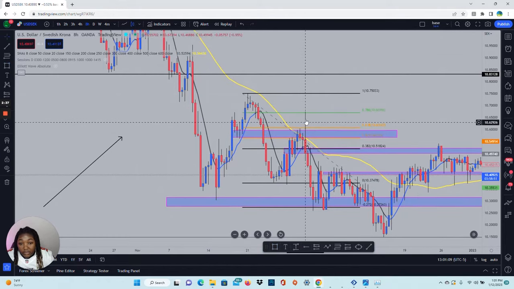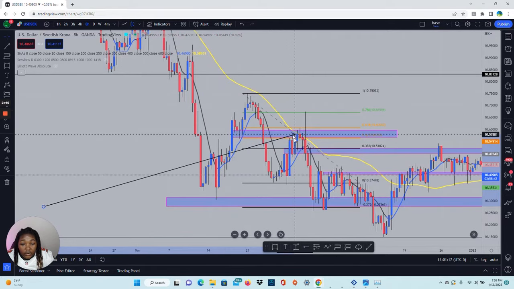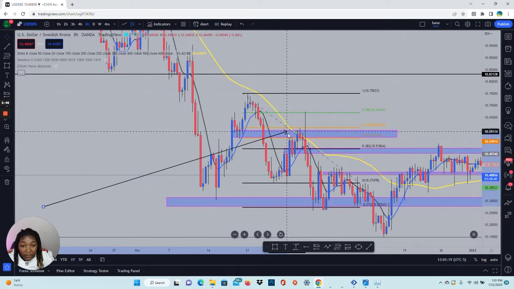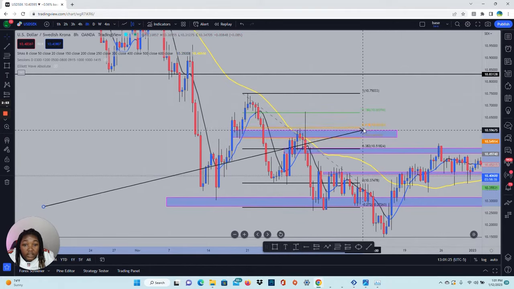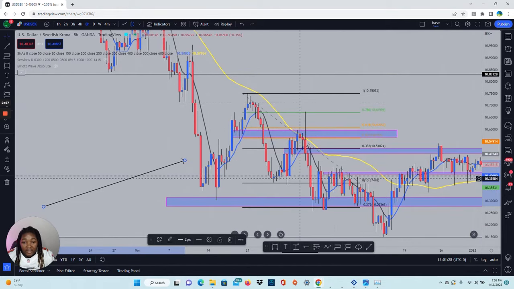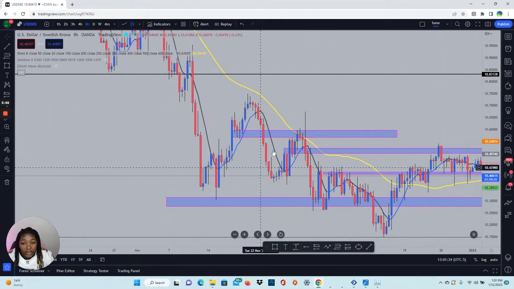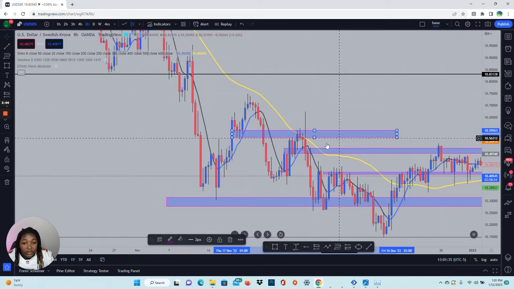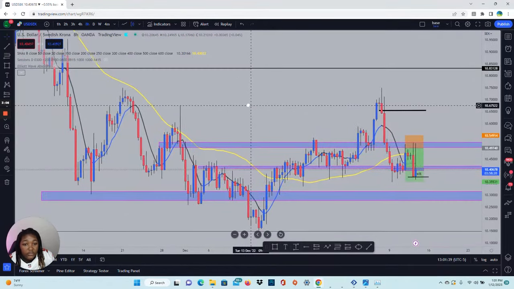Probably would have gotten wicked out because of the news that came in, as you can see. But look, retesting this zone right here. Retesting the 50 EMA. We're right between the 0.5 and the 0.618 fib levels. Like, it does not get any easier than that, man. I love this pair. And if you are a beginner trader and you're looking for a good pair to trade, definitely trade this pair.